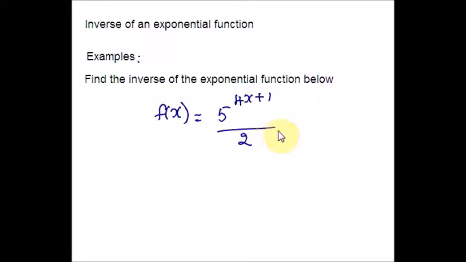By observing the question, you can say that the only difference between this problem and the previous one is that the exponential expression has a denominator 2. Am I right? Other than that, the steps will be the same. Okay, I'll show you the steps. We change the function notation f of x to y. So I'll get y equals 5 to the 4x plus 1, over 2.